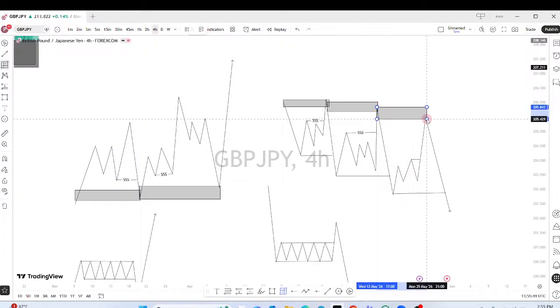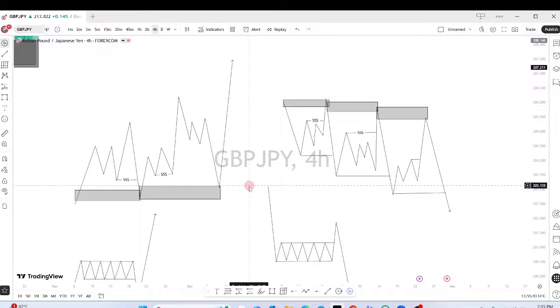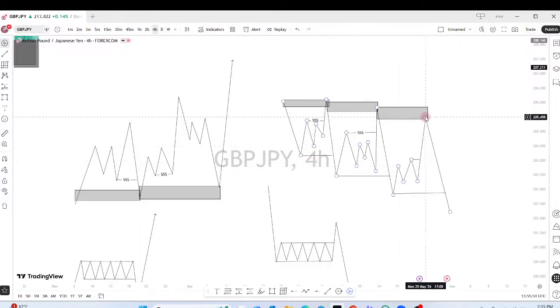You are waiting. You don't have to chase price. You wait for price to come to you. Mark this level. Once you see this structure, mark this level and wait for price to come and tap inside and give you a good sell. Same thing here on buy.